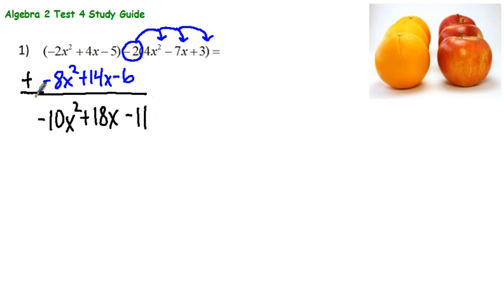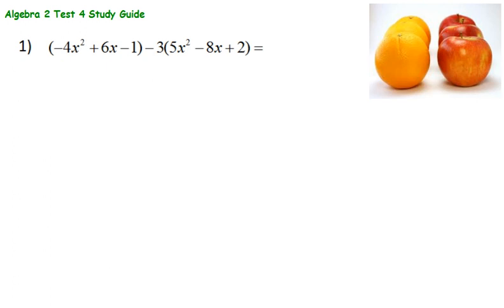And all they want us to do on this particular problem is just add them, just combine them. That's it, not having to solve for anything. So that would be as far as we would take it: -10x squared plus 18x minus 11. Alright, so go ahead and pause the video now, and you try the first one in the middle.